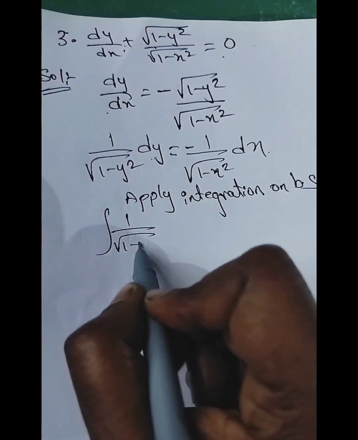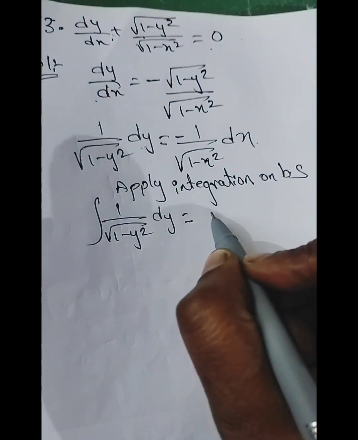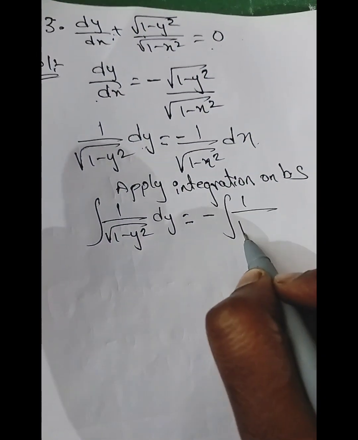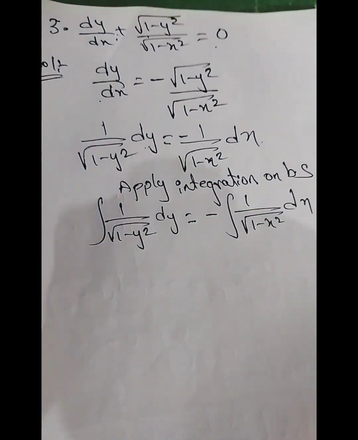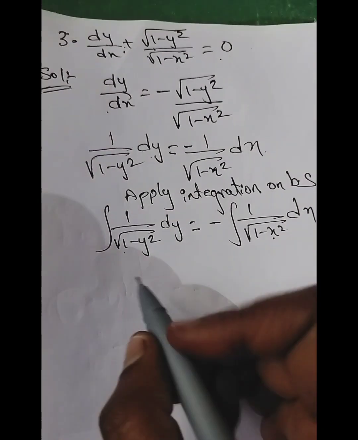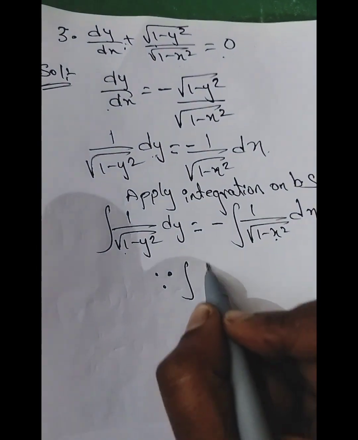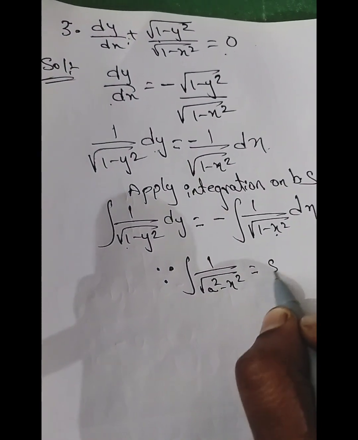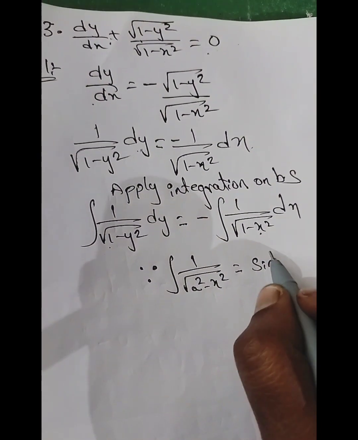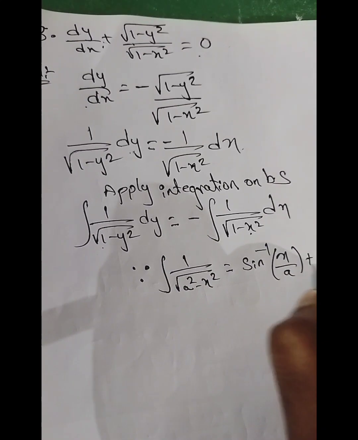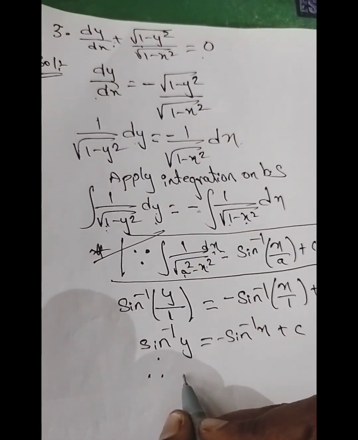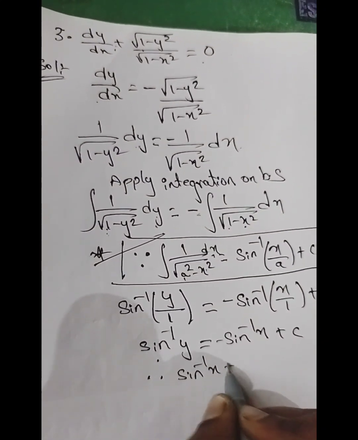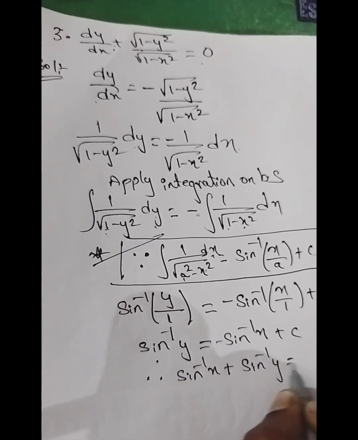Integral 1 by root of 1 minus y square dy equal to minus, outside, integral 1 by root of 1 minus x square dx. So what is the formula for this? We have a formula, integral 1 by root of a square minus x square equal to sine inverse x by a plus c. Sine inverse x plus sine inverse y equal to c we have got.